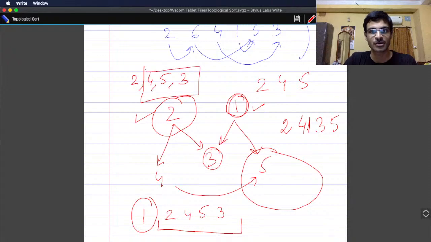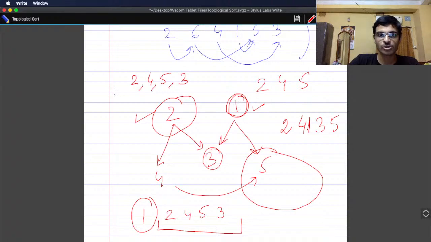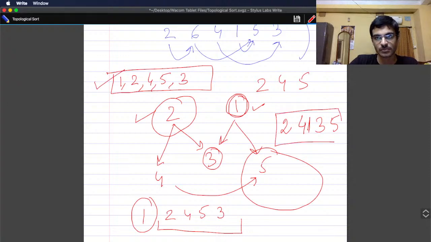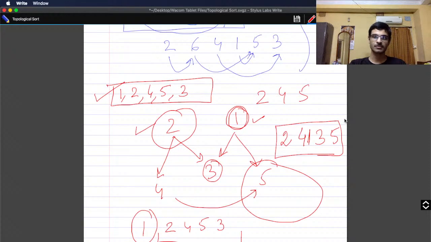Okay, फिर we can say go to 1. For 1 you can see 5 and 3 both are covered, so you can just place 1 over here. This is also a correct topological sorting. Makes sense? Does it make sense, guys? Makes sense, right?